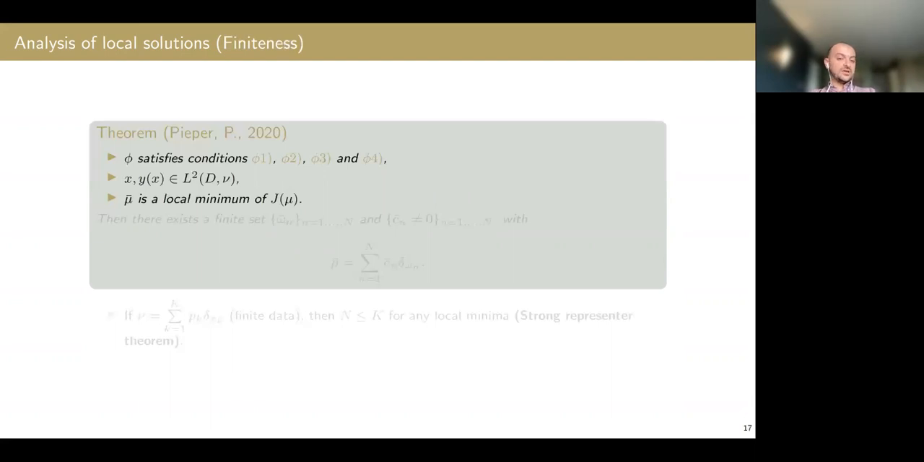Then the next result, I think the more interesting one, is that if phi satisfies the conditions phi1, phi2, phi3, and phi4, and x and yx are in L2 of d mu, and mu bar is a local minimum of the J. Remember that we are potentially fitting an infinitely large data set, so we didn't put any conditions. If you have a large data set and you're trying to approximate it, and your function is not good enough, you will be forced to keep increasing the size of your network to get a good approximation.